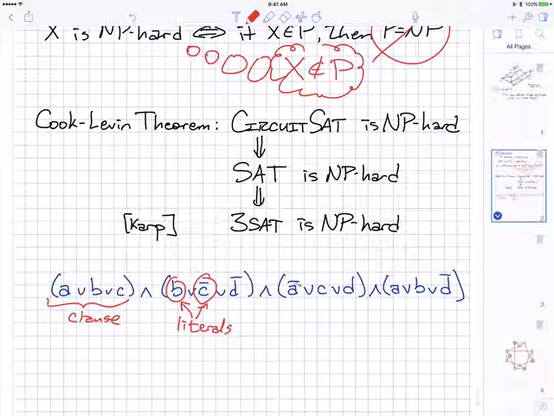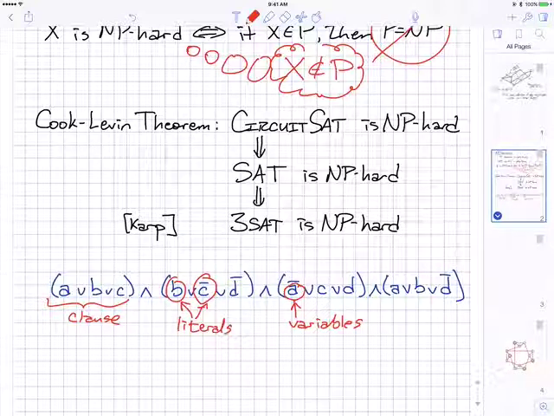And the letters themselves are variables. Right? And again, the question is whether there is a way to assign Boolean values to these variables so that the entire expression evaluates to true, or is it the case that no matter what values I assign to A, B, C, and D, I'm always going to get false.